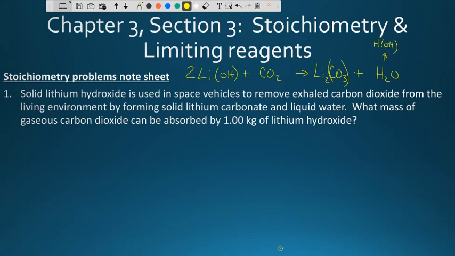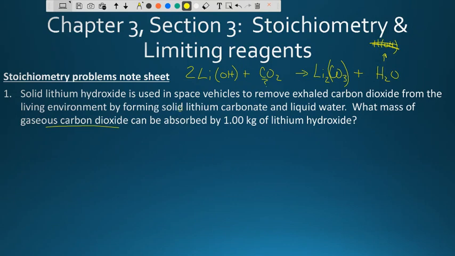So sometimes we got to play back and forth a little bit. I didn't need to use this trick. Okay, so we got a balanced equation. Cool. Let's move on to the actual stoichiometry of the problem. I'm looking for the mass of carbon dioxide that can be absorbed. So I'm looking for this.